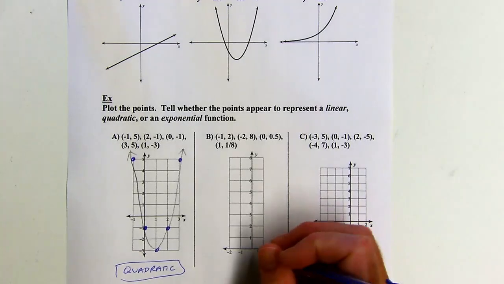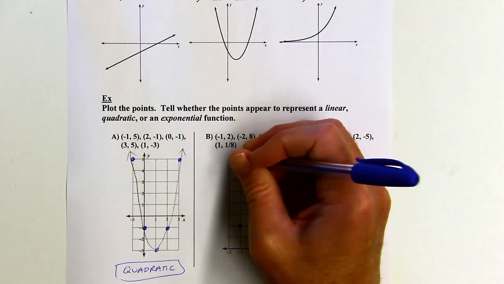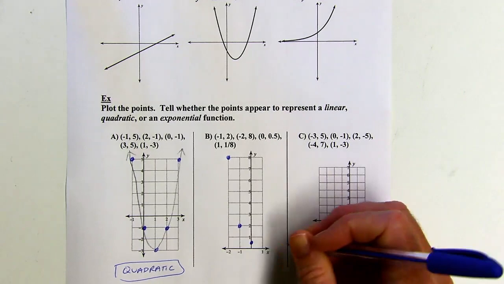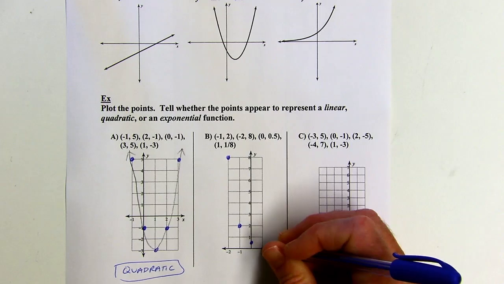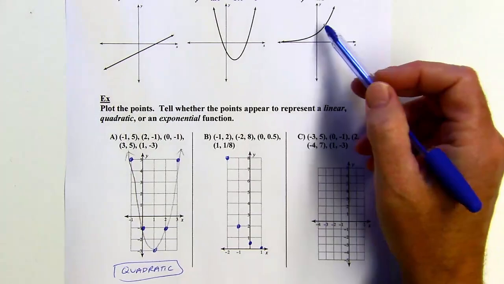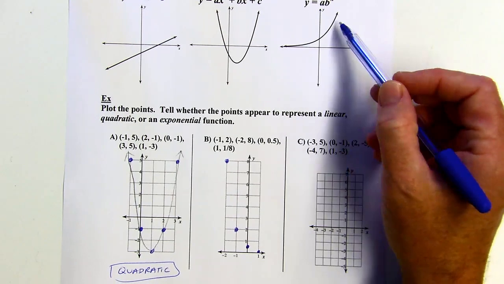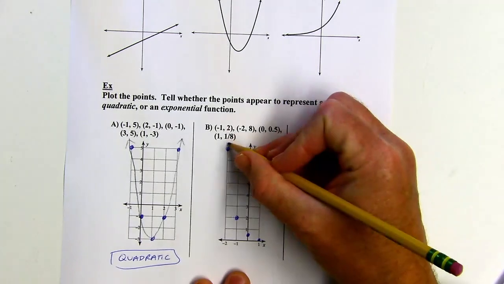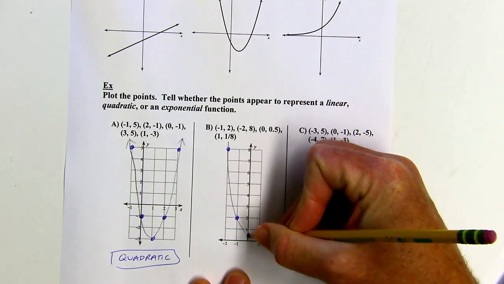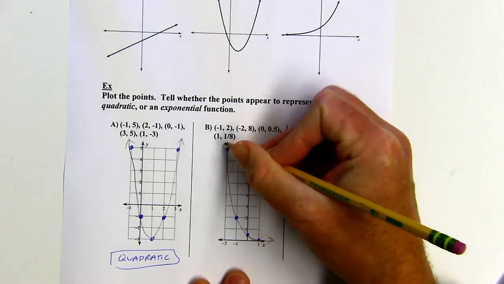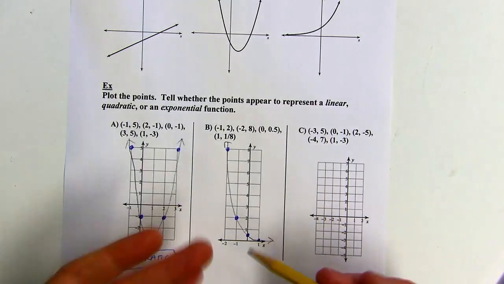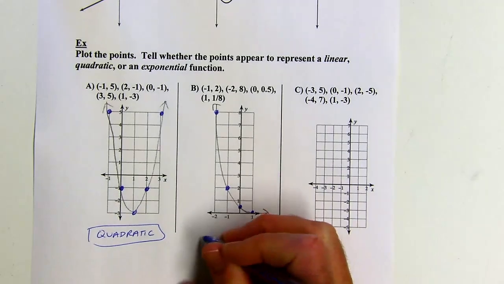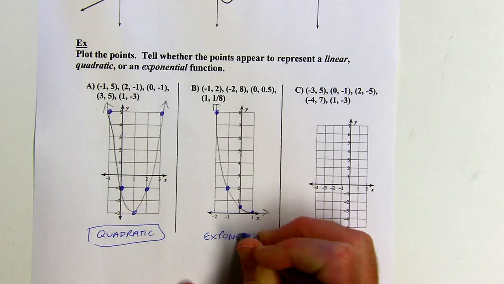So let's see, -1, 2, -2, 8 is in that top left corner, 0, 0.5, and then 1, 1/8. So that's just barely above the x-axis there. And to me, that looks like it would be an exponential curve. This curve is going uphill, this one goes downhill, but it still looks like it would fit a curve. I guess you could make an argument that it might fit on a parabola if we had more points to the right, but just with the points that we have, it looks to best fit exponential.